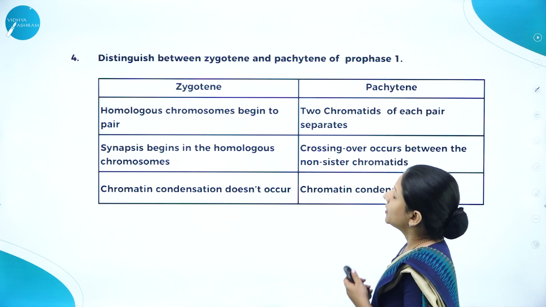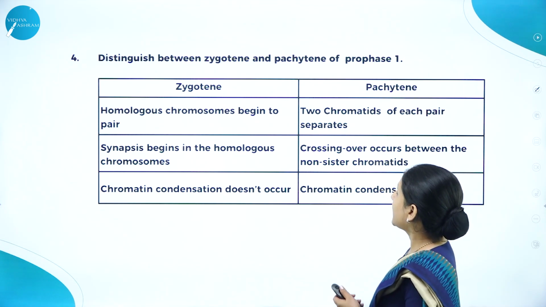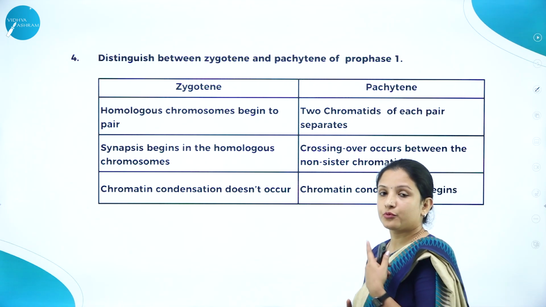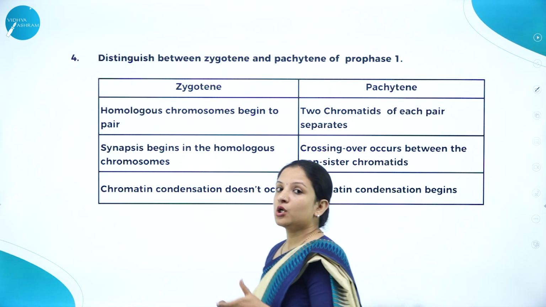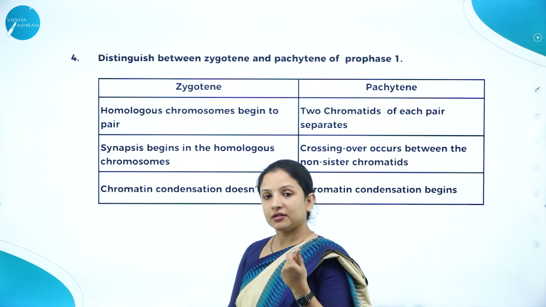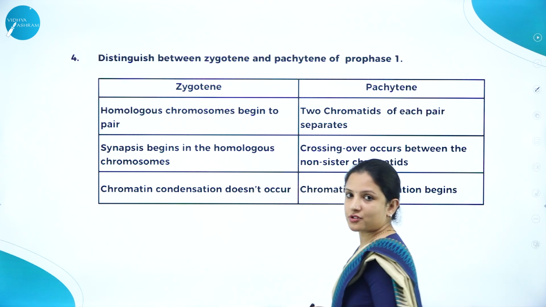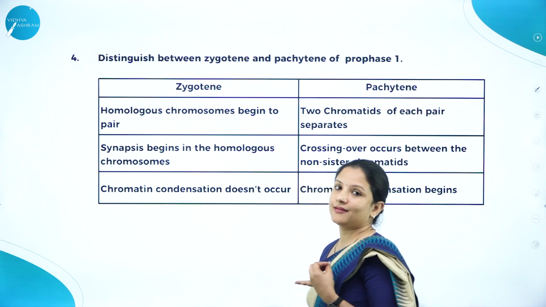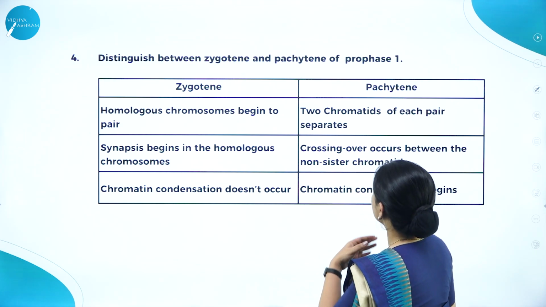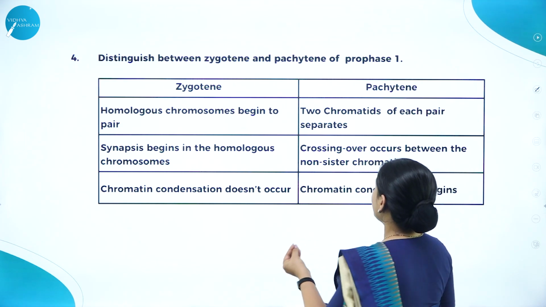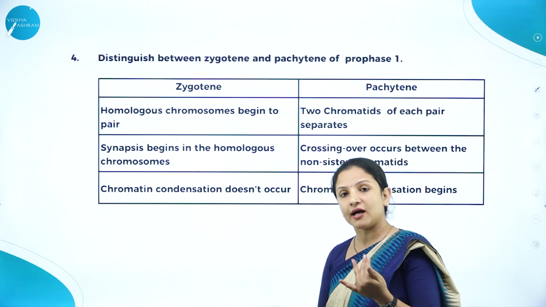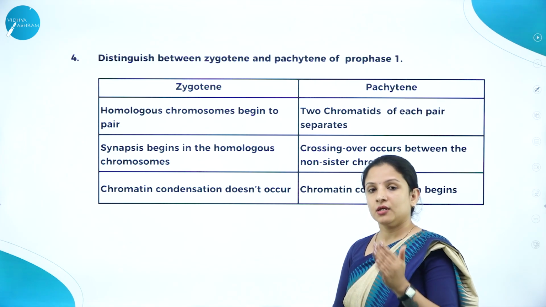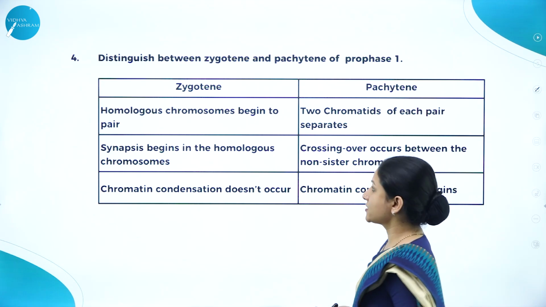So next question: distinguish between zygotene and pachytene of prophase 1. Of prophase 1, because in prophase 1 we had studied the different stages. So we had the leptotene, the zygotene, the pachytene, then diplotene and the diakinesis. So here we have to distinguish between zygotene and pachytene. The same thing they can ask for leptotene and zygotene, or leptotene and pachytene; questions like that can also be asked.